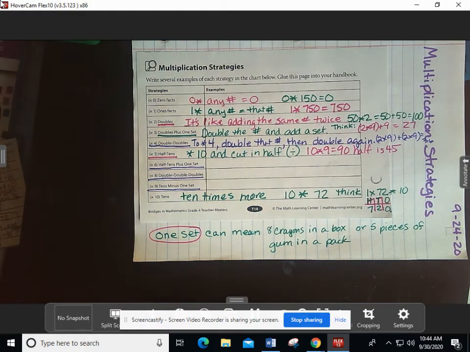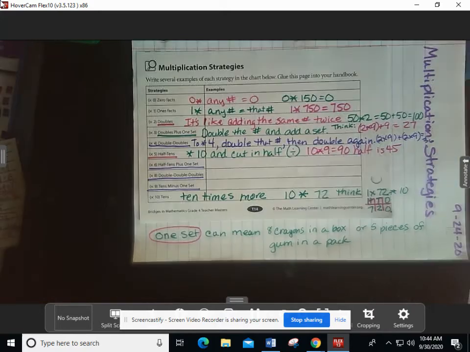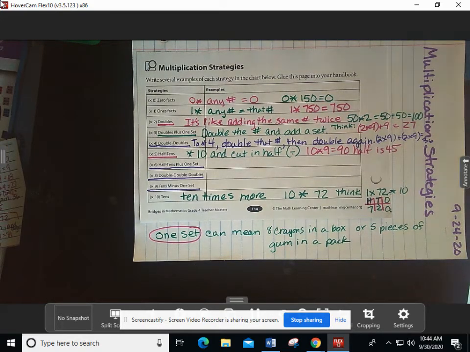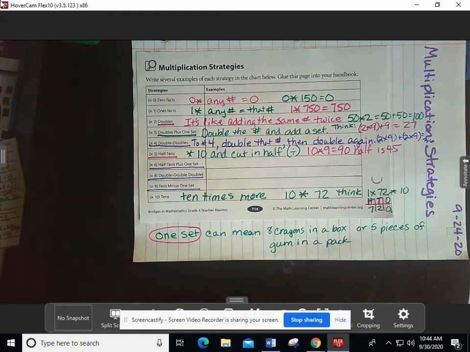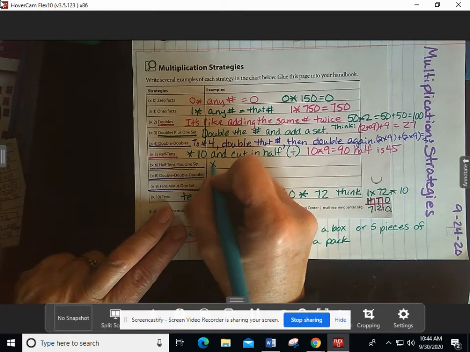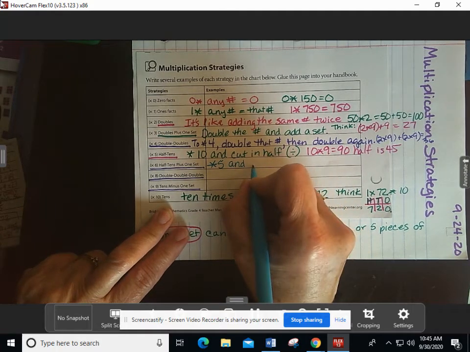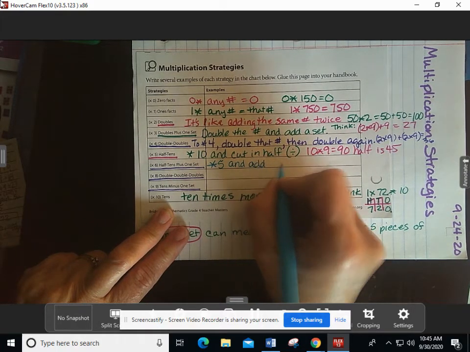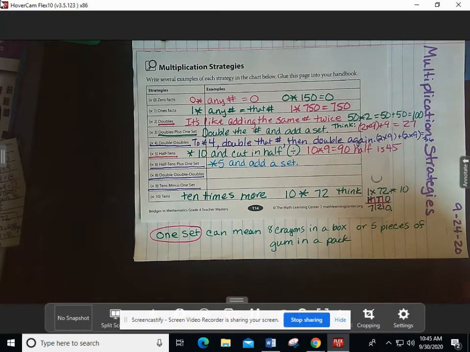Who thinks they can remember from yesterday how to describe a half tens plus 1? We didn't have time to do the 4s and the 6s yesterday because we had such a short math class. So how can anyone remember how to describe that? Okay, I kind of thought so because this one's hard to describe. So multiply by 5 and add a set. Now, where people don't understand is what is the set?